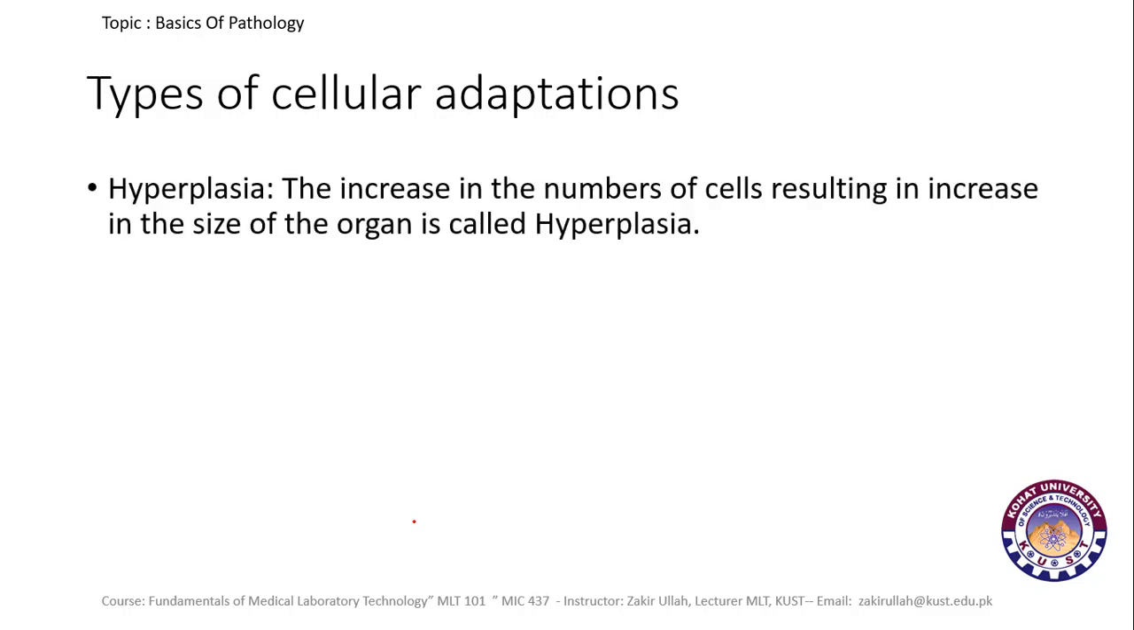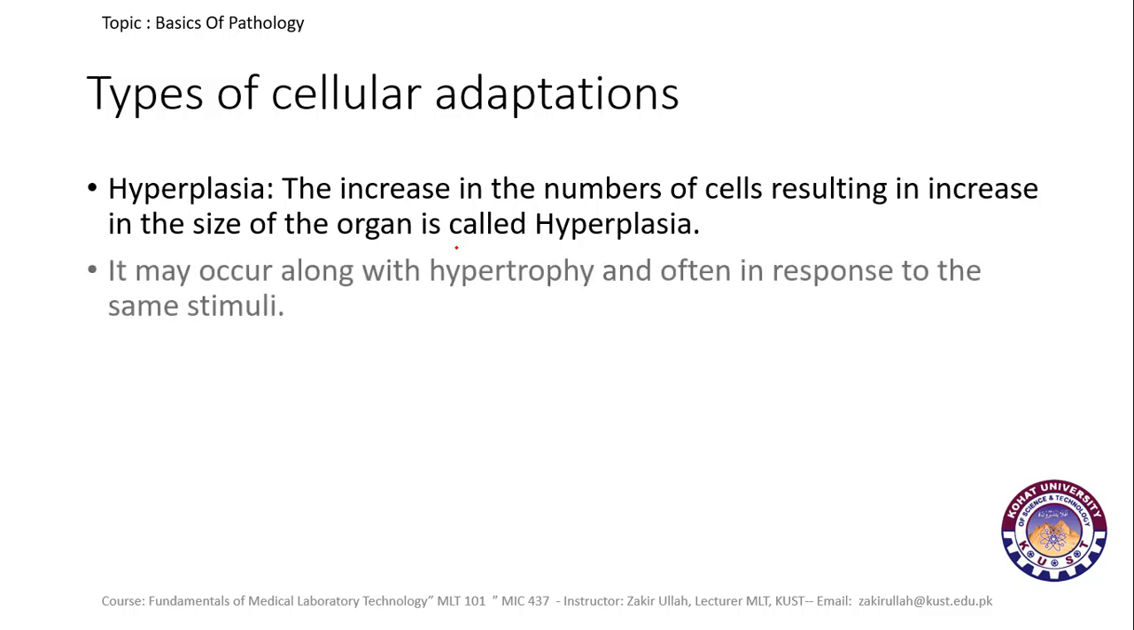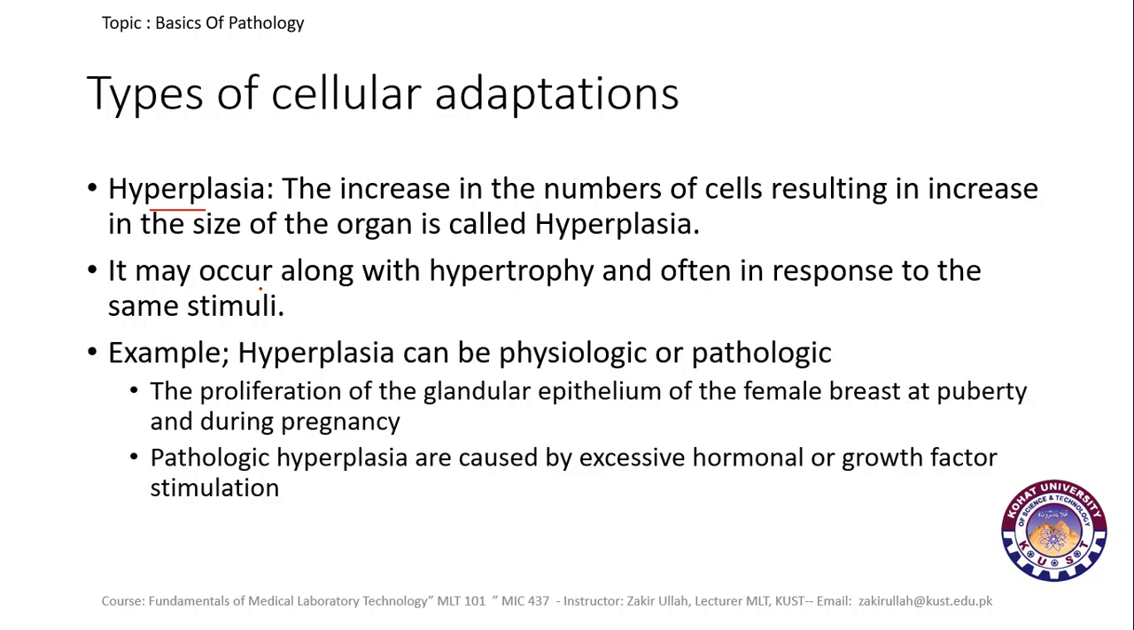Another condition is hyperplasia. Hyperplasia is the increase in the number of cells that results in an increase in the size of the organ. Hypertrophy and hyperplasia are related terms. In hyperplasia only the number of cells increases, while the size of the cells remains the same. Hyperplasia may occur along with hypertrophy in response to the same stimulus. Sometimes a stimulus results in both hypertrophy and hyperplasia, so both occur at the same time.